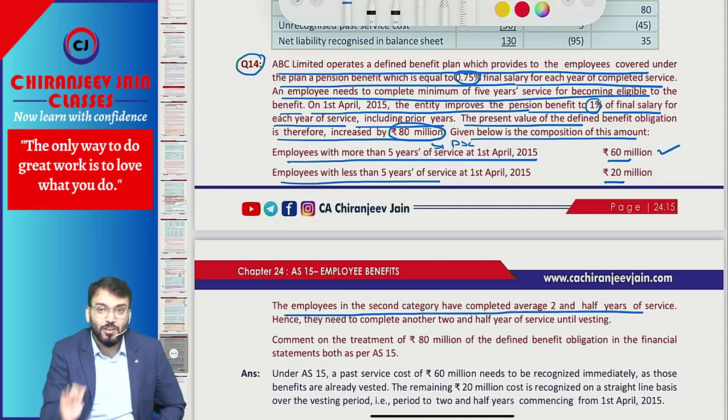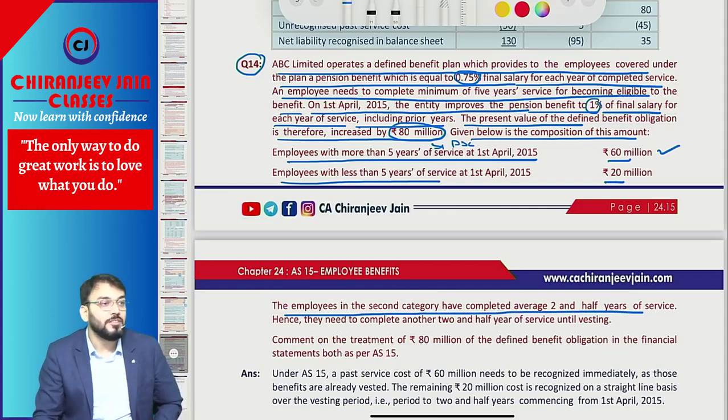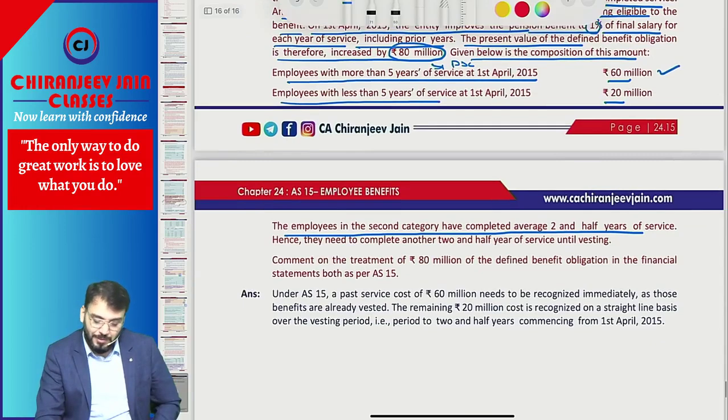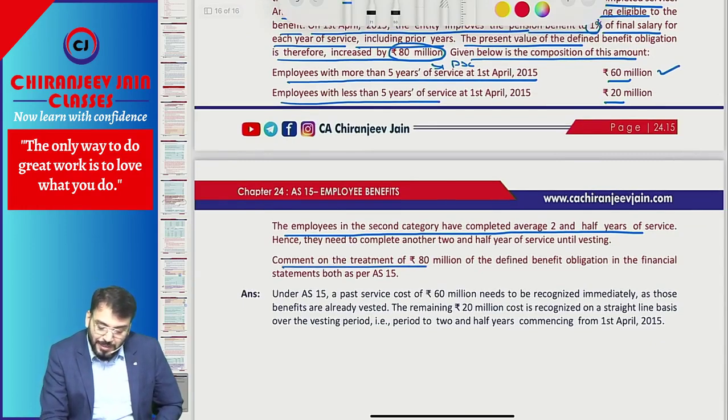The employees in the second category have completed on average 2.5 years of service. On average they have completed that much, so how much is remaining? 2.5. It means this should be amortized over how many years? 2.5 years. Comment on the treatment of the 80 million of DBO in the financial statements as per AS 15.